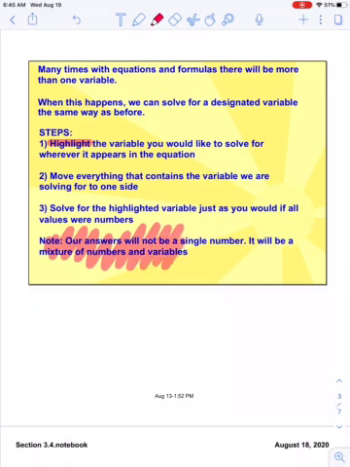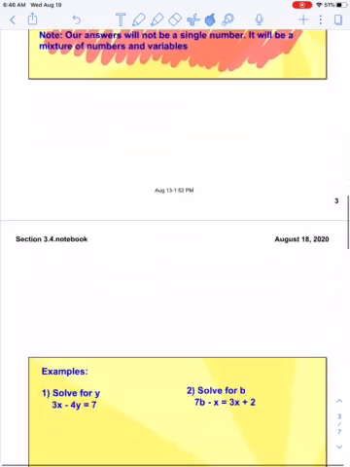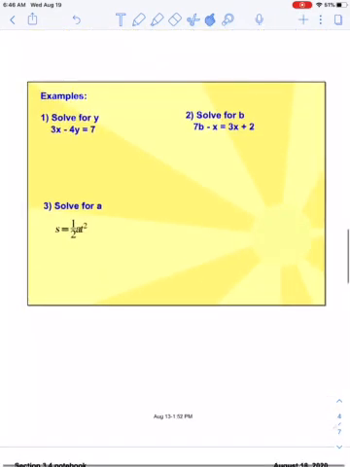Your answers are not going to be a single number. They're going to have numbers and variables. Make sure you understand that. So it's a little tougher because you don't know for sure, like, oh, I'm done. Like, I know this is my answer. It looks a little funny, but you have to just trust your solving abilities to understand that you know what you're doing and you know how to get a variable by itself.